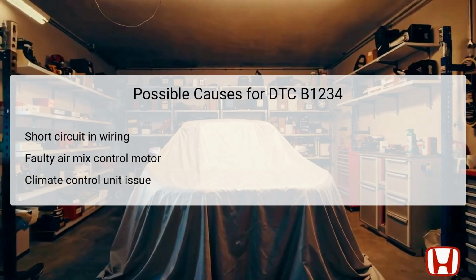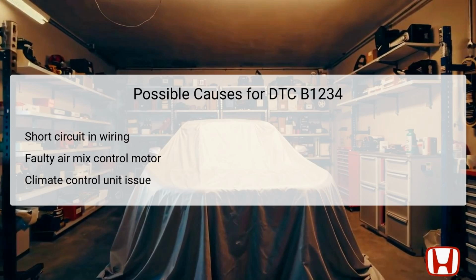Several factors may lead to the emergence of DTC B1234. Beginning with a potential short circuit in the wiring associated with the air mix control motor. A short can disrupt the flow of voltage to the motor, causing it to function inadequately or not at all. Another possible cause is a malfunctioning air mix control motor itself.